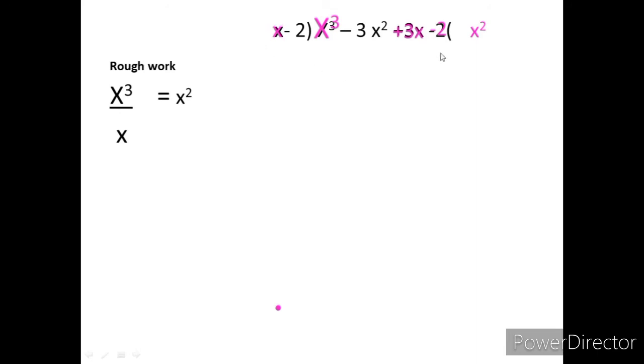So x into x square is nothing but x cube. You see here, x cube. Then you have to multiply this into this. Here minus into plus is minus, here this 2 into x square is nothing but 2x square. Okay, now here you have x cube, here also you have x cube with the same sign.